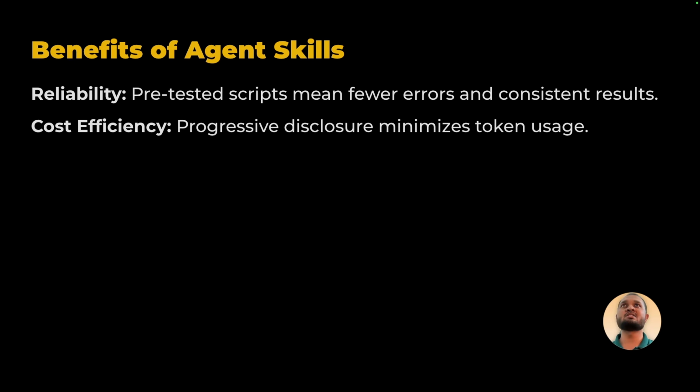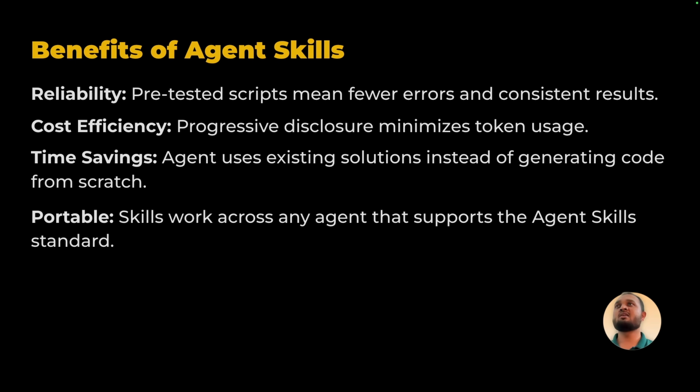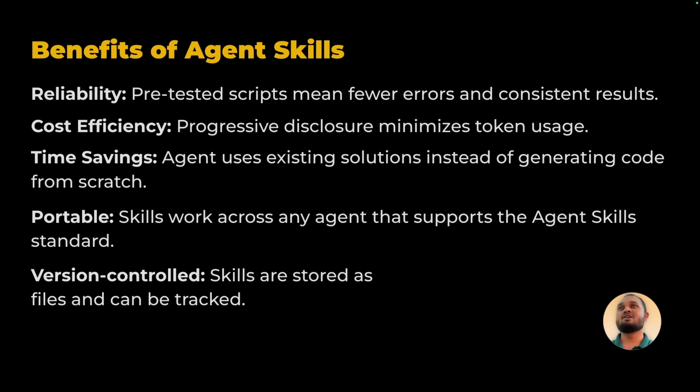Cost efficiency, because there is a progressive disclosure which minimizes the token usage. You're not dumping everything into the context of the LLM at once. You're doing it as the agent needs it. Next is time saving, because agent uses existing solutions instead of generating code from scratch. Portable, because you can use the same agent skill which you have created once with Cursor, Claude Code, Open Code, VS Code, etc. Whichever supports the agent skill standard, at least for now. Version controlled, because skills are just normal markdown files or scripts so that you can easily track them using GitHub.